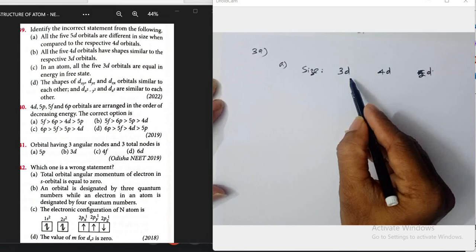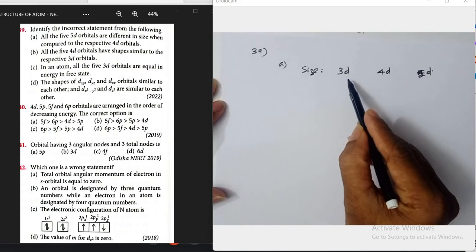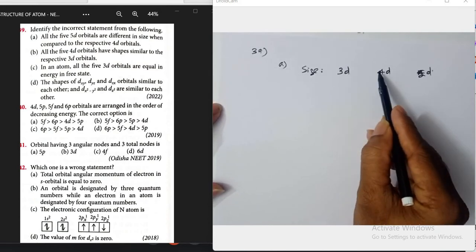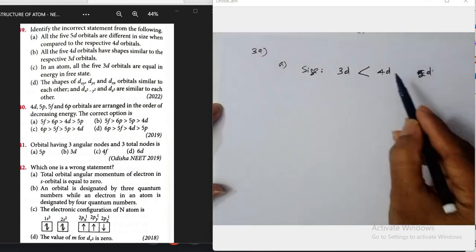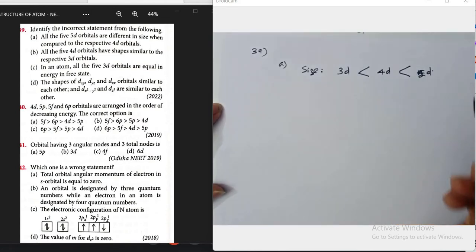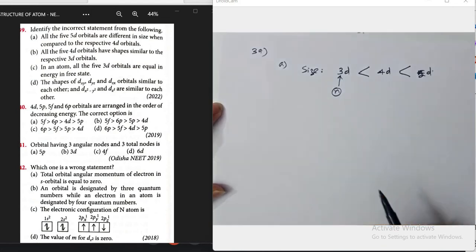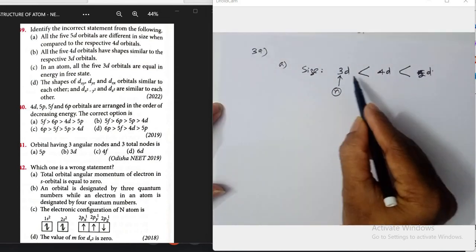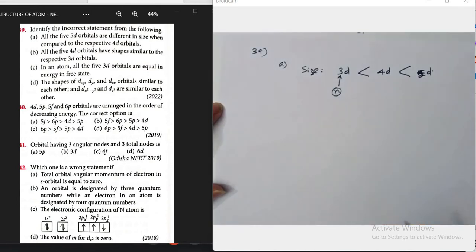Very specifically, if you take d orbitals alone and compare the size of 3D and 4D, the size of 4D orbitals is larger. And if you compare 4D and 5D, yes, the size of 5D orbitals is larger, as this number is n, the principal quantum number. As the principal quantum number increases among the same type of orbitals, the size will increase. If the orbitals are the same, 3D, 4D, 5D, then as the principal quantum number increases, size increases.